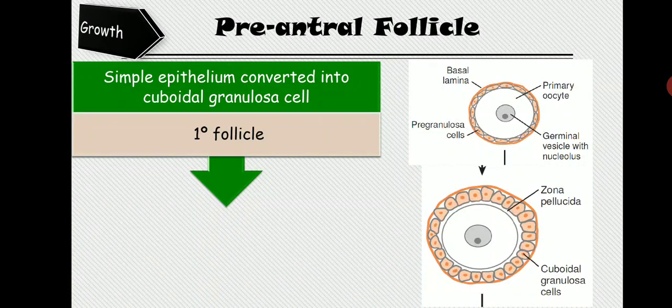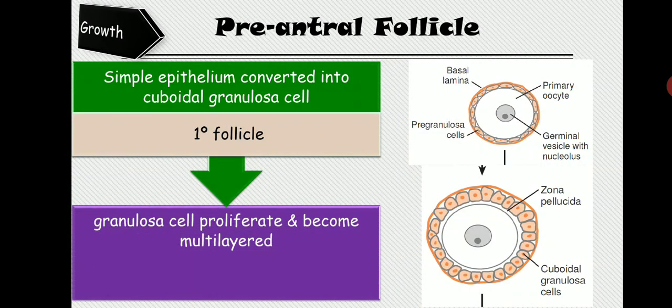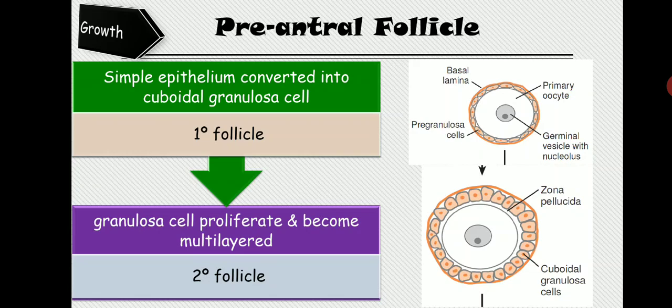Now that cuboidal lining, when it proliferates and becomes multi-layered, that multi-layered follicle is known as secondary follicle. Got it? And what is pre-antral follicle? I told you before that a space develops inside the follicle. So all the stages before the appearance of that space are known as pre-antral follicle. Once the fluid-filled cavity appears, then it is known as antral follicle, which we discuss in our next topic.